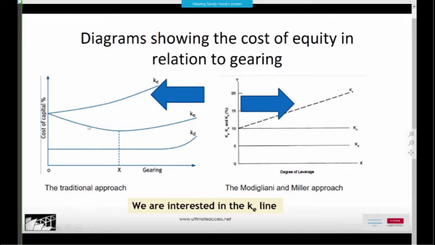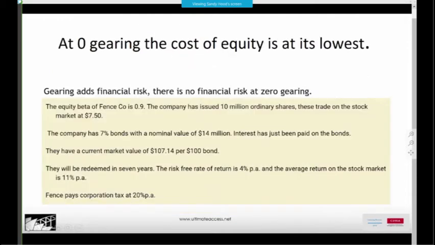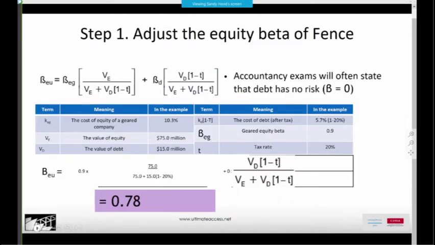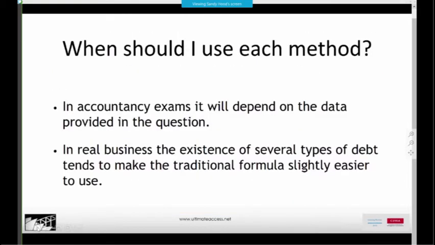So looking at that line, the KE line, as you go towards the left, you see the cost of equity falls as the gearing falls. The two go side by side. Yes, correct. I hope it's very clear to everyone. Thank you. No, super.